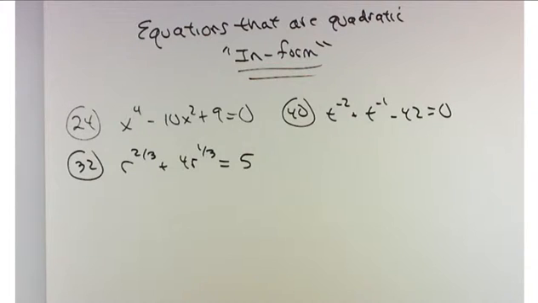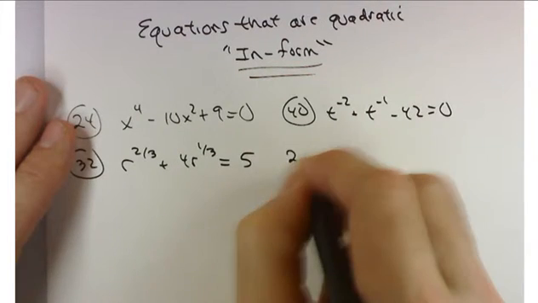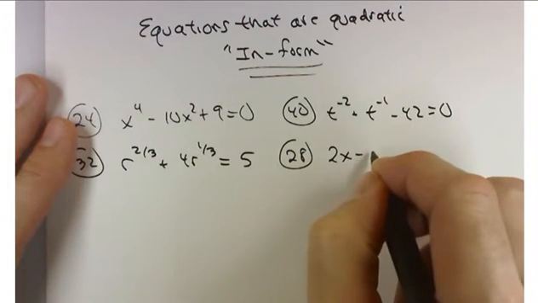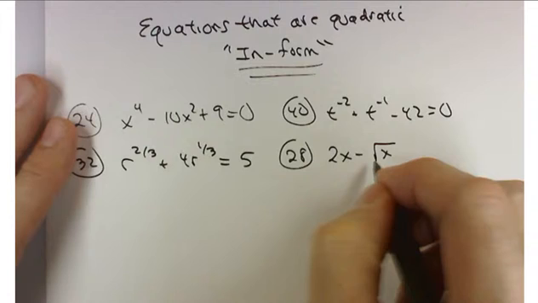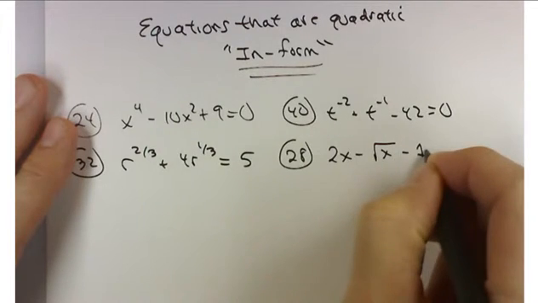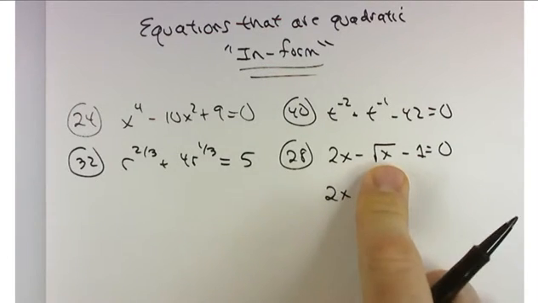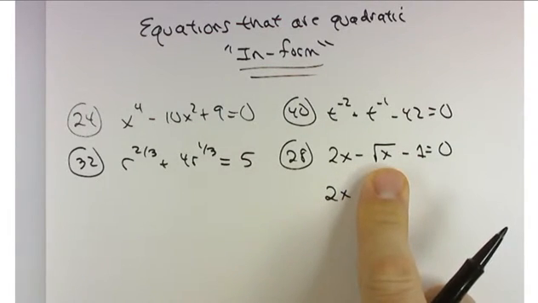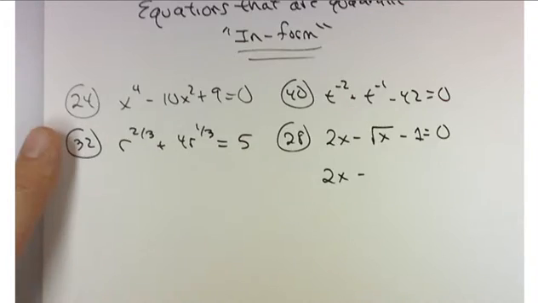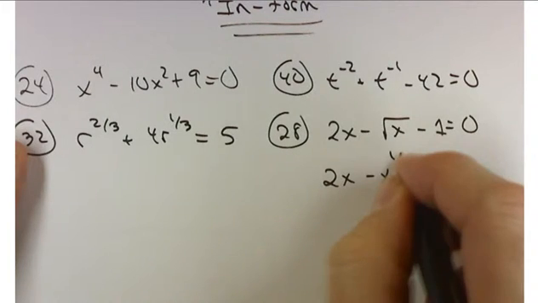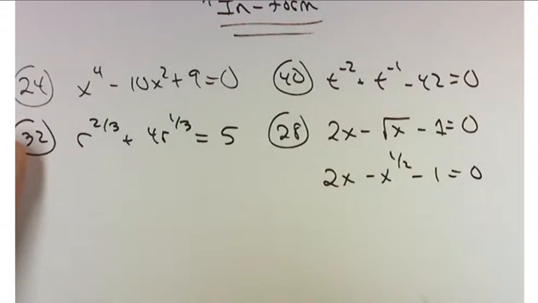And let's do one more. Problem number 28, 2x minus the square root of x minus 1 equals 0. And let me help you out a little bit on this one. How could I rewrite the square root of x using exponents? X to the 1/2. And let me help you out a little bit more. Let me put a 1 there as the exponent of the leading coefficient.